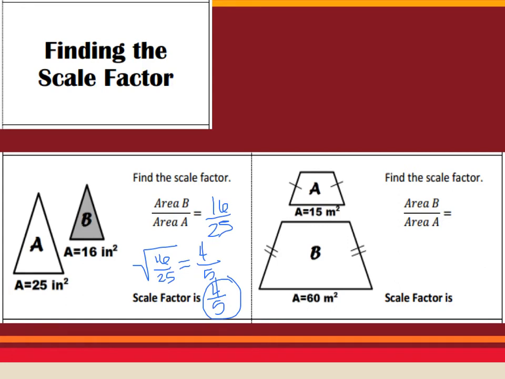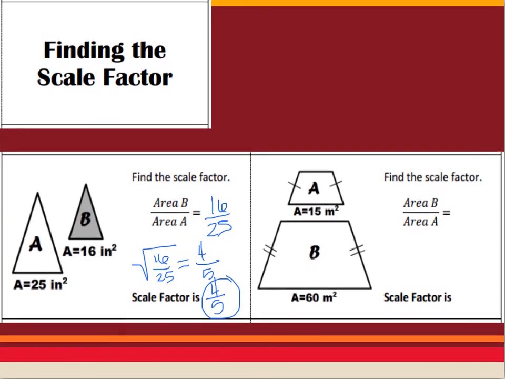The next two, the trapezoid A and trapezoid B, we have area of trapezoid A is 15 meters squared. Area of trapezoid B is 60 meters squared. To find the scale factor, this time our shape was enlarged, so we know our scale factor has to be greater than 1. On the top of our ratio, the area for figure B was 60 meters squared. The area for figure A was 15 meters squared, so 60 over 15 is going to reduce to 4 over 1.